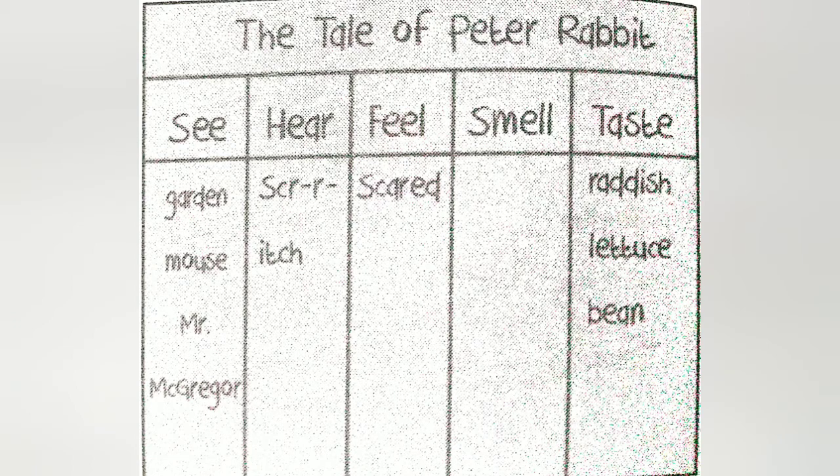Take out your S2. Open to page number 16. First question. Read each of the given descriptions and write if they describe what a character has seen, heard, smelled, tasted or felt.